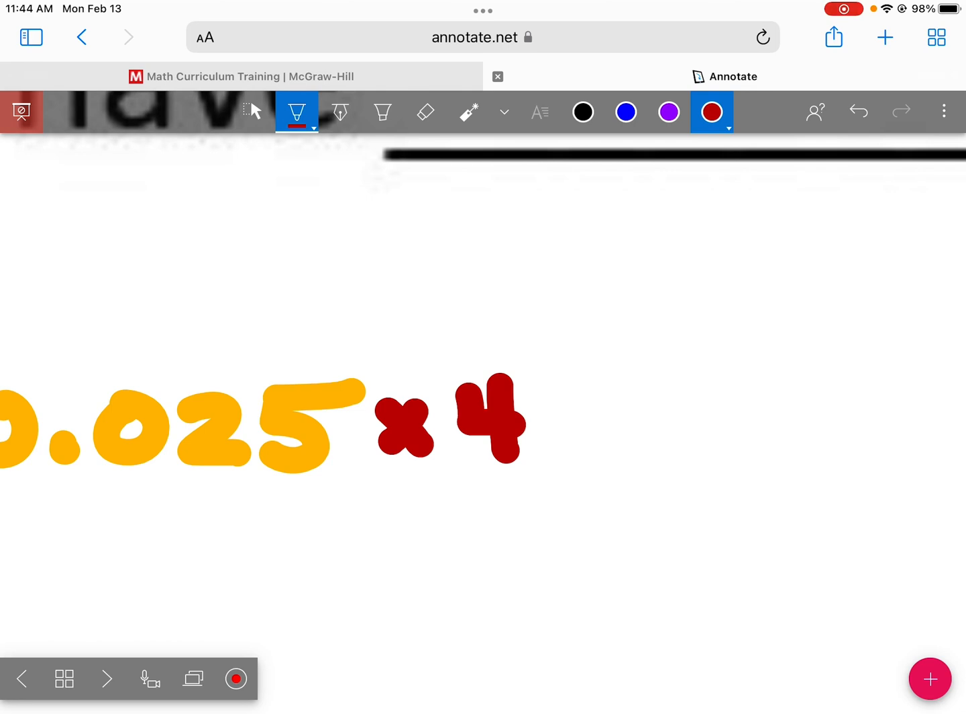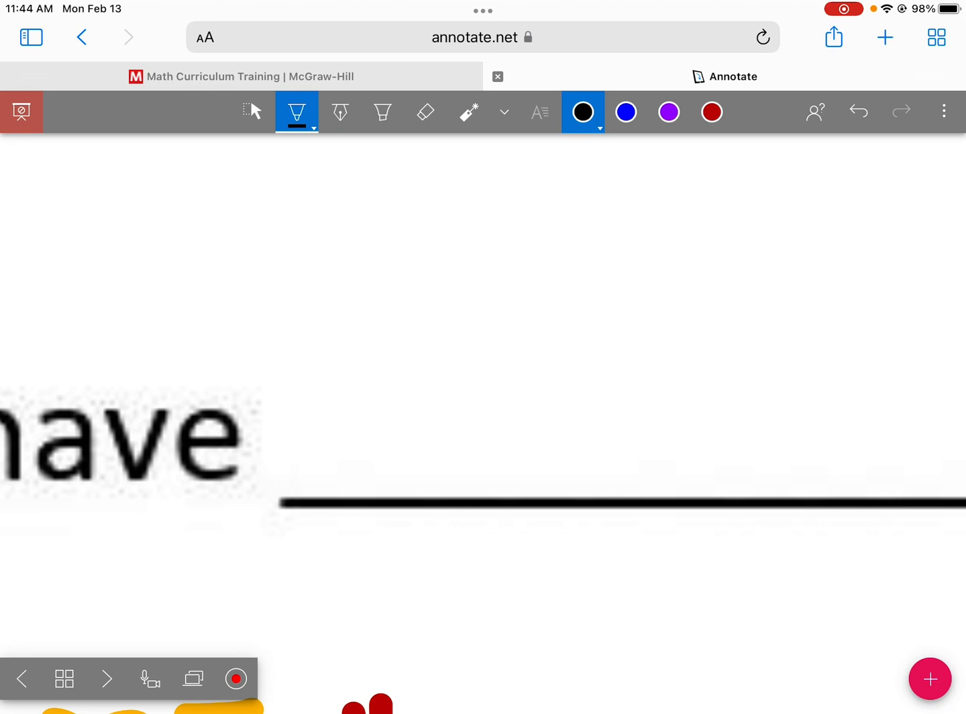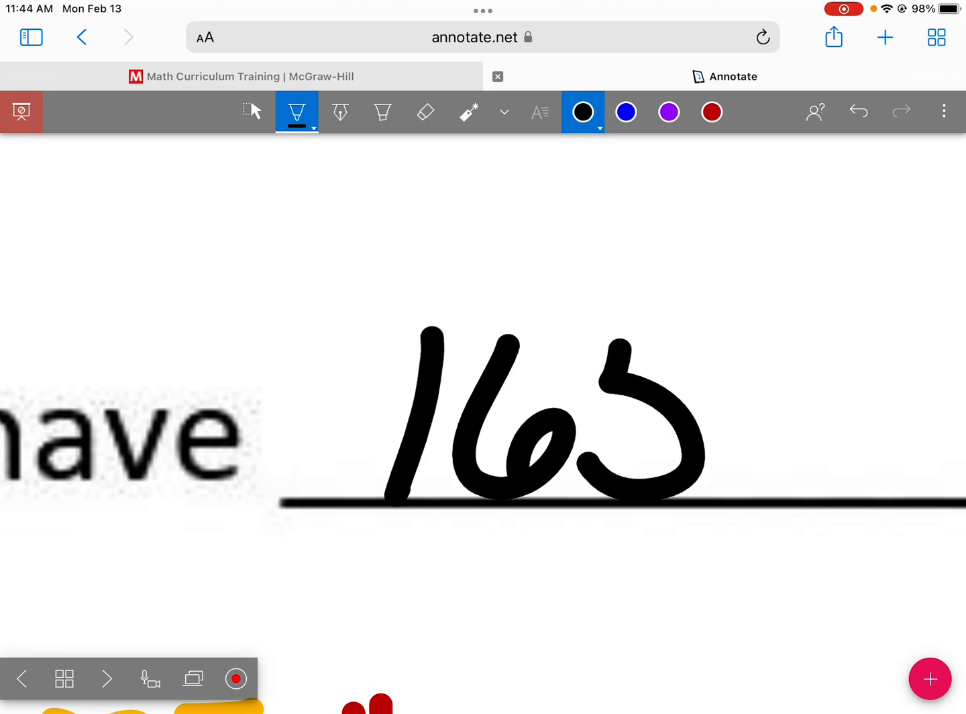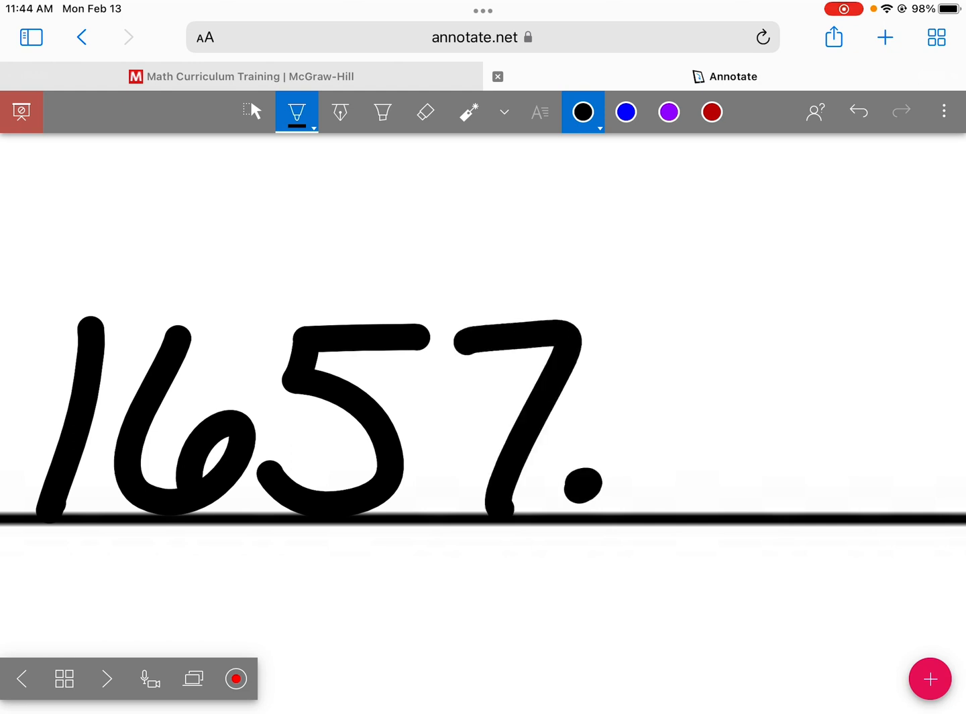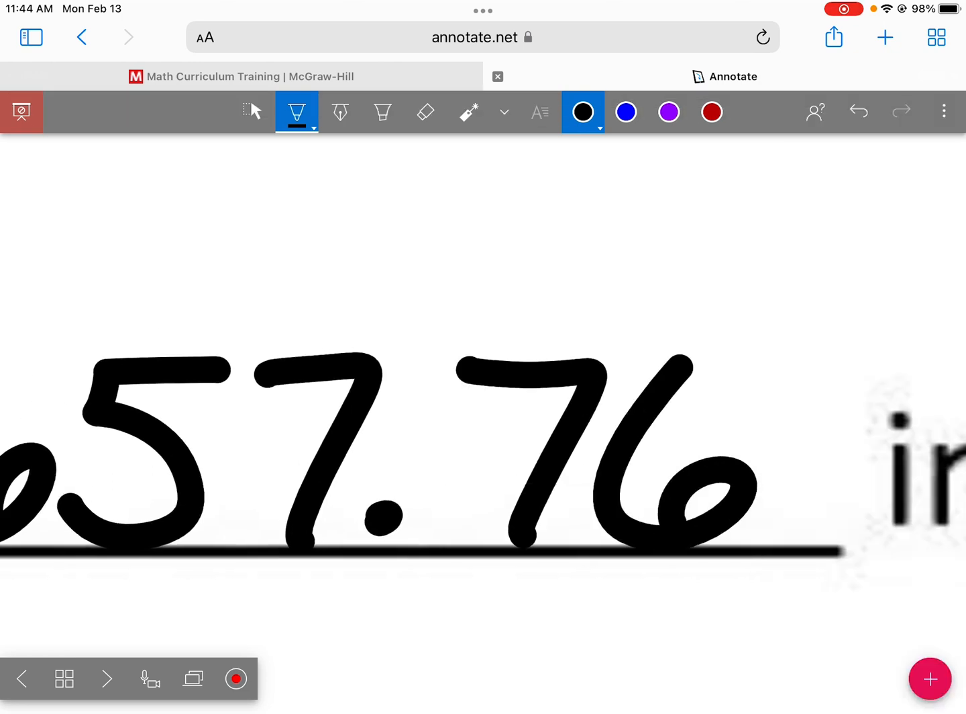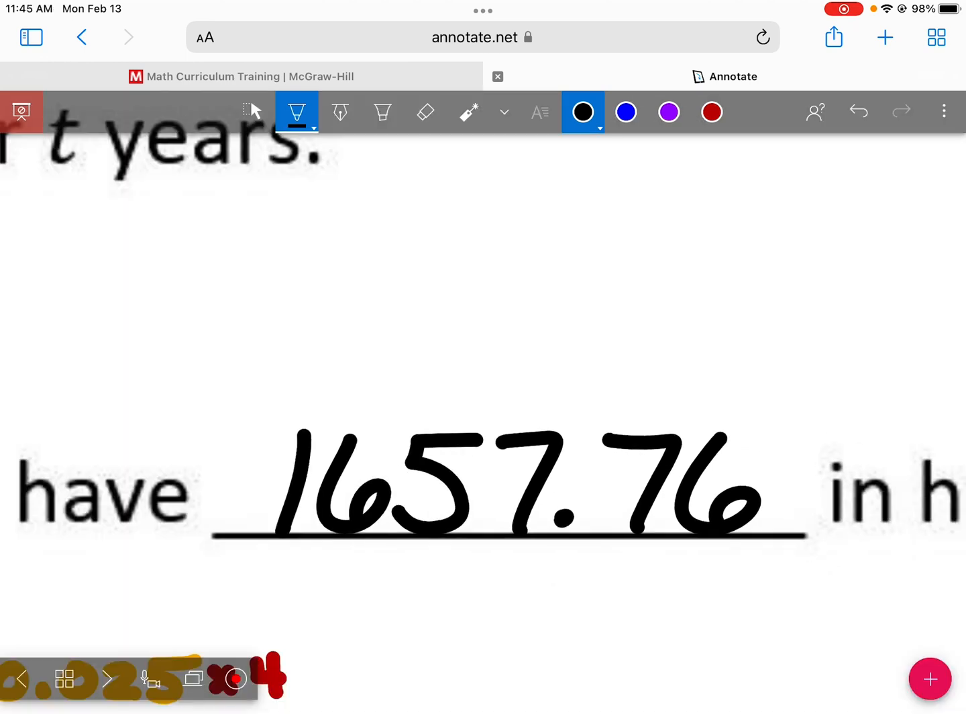What do you get when you pop it in the calculator? 1657.76. Again, if you're off by a penny, I don't care. What did I forget? The dollar sign.